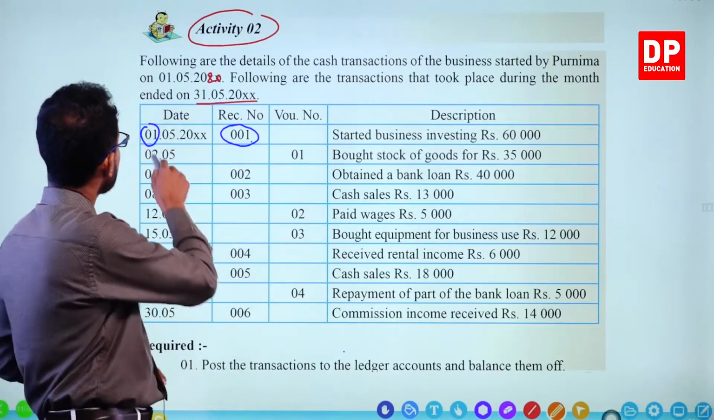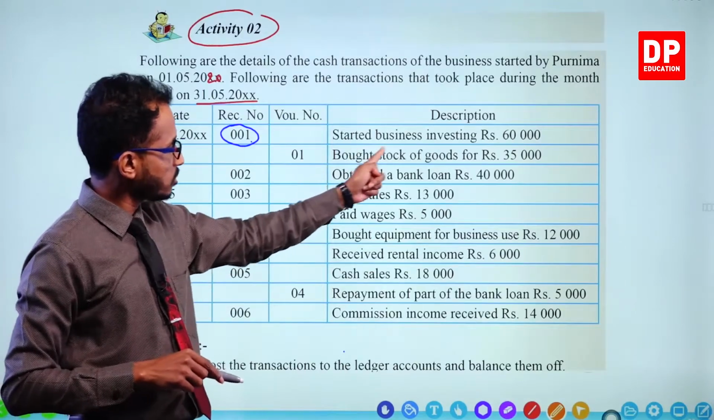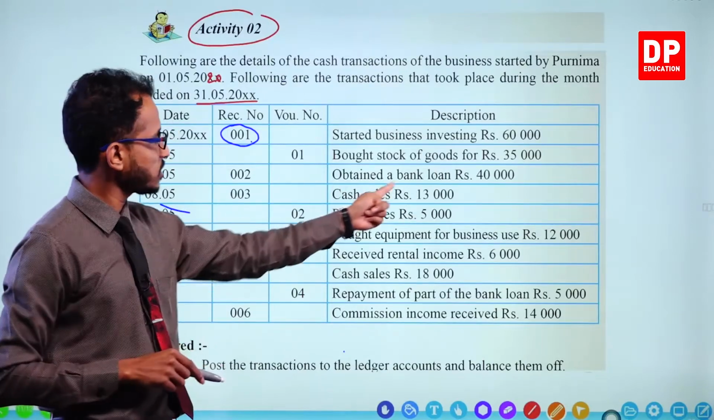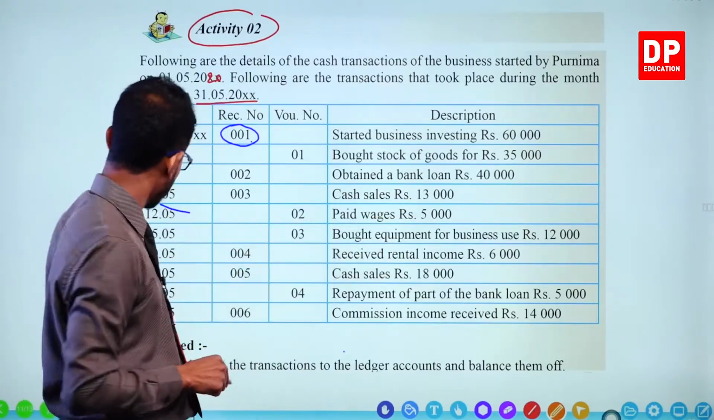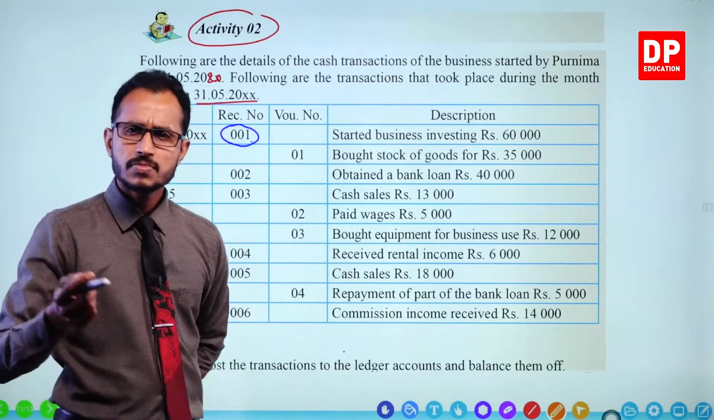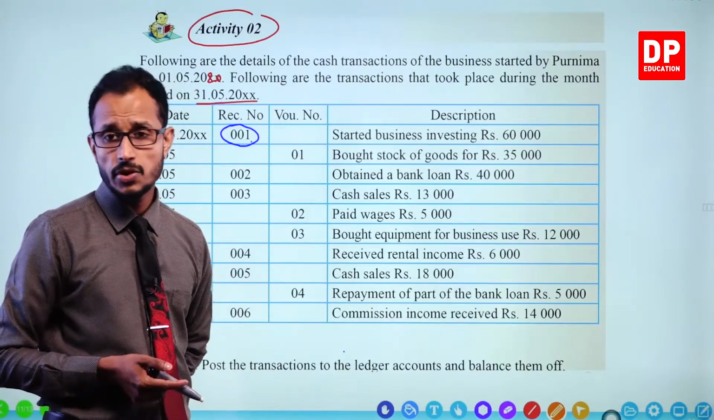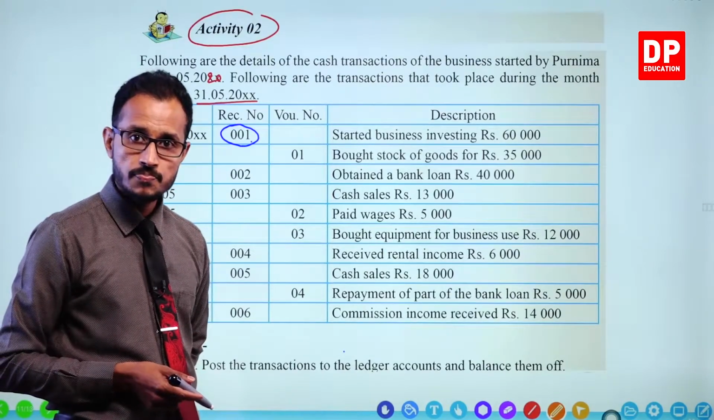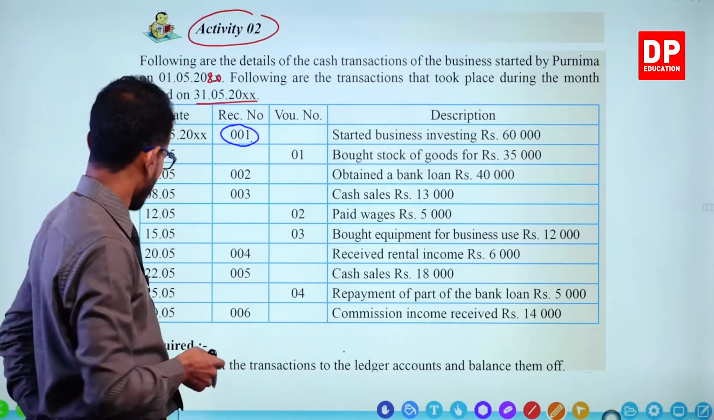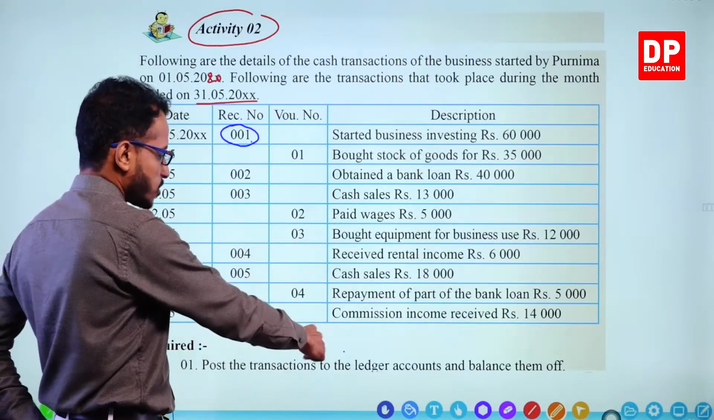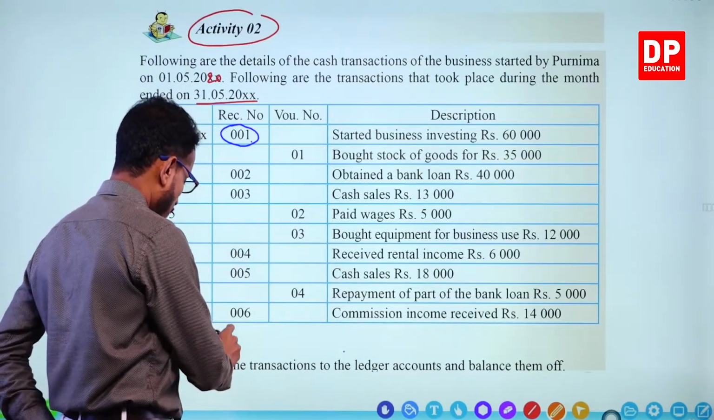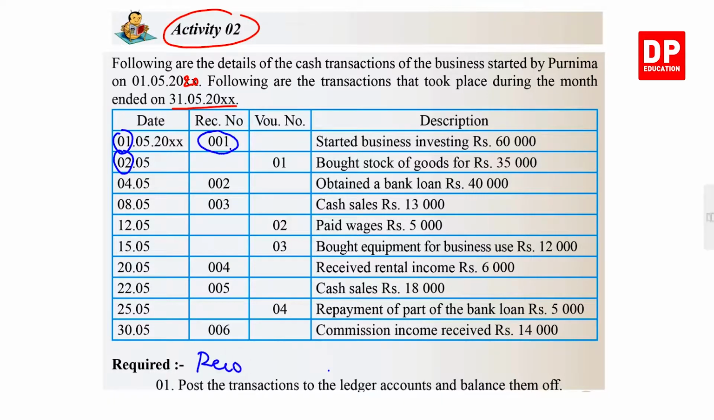And second, what is the transaction? Bought stock of goods, then obtained a bank loan, then cash sales, paid wages. Well, a number of transactions are there. Shall we start recording these in the cash book and in the relevant ledger accounts? Shall we? We are required to post the transactions to the ledger accounts and balance them off. First, we'll record the transactions.